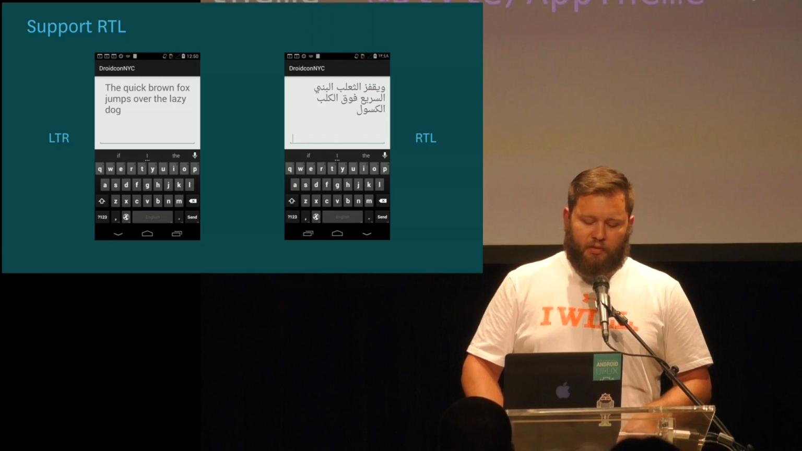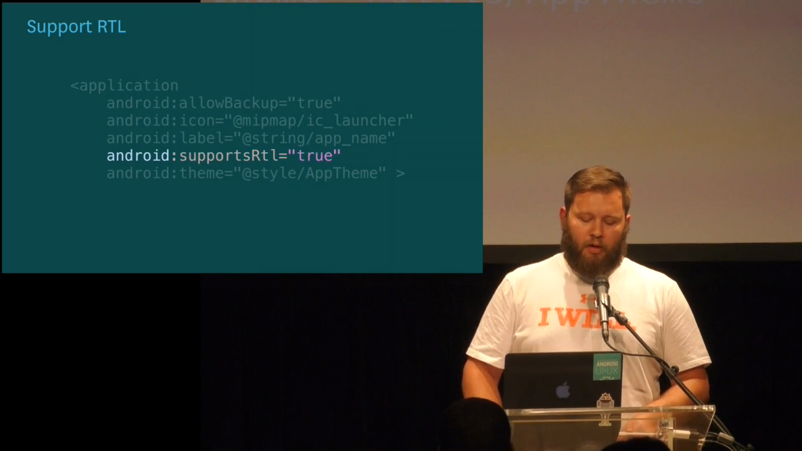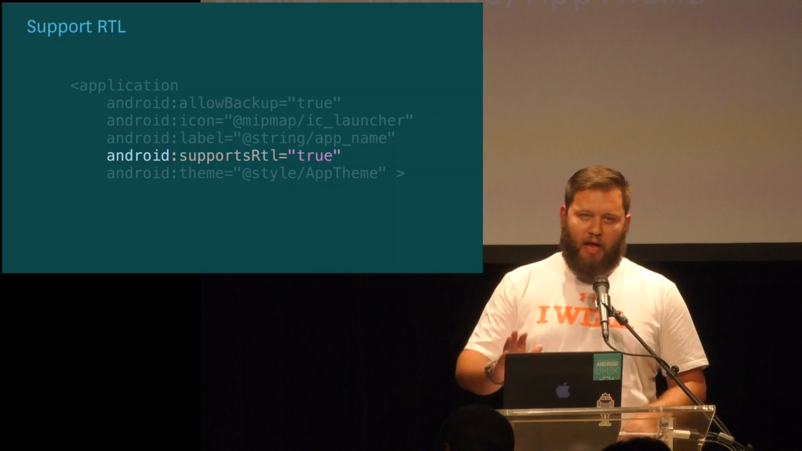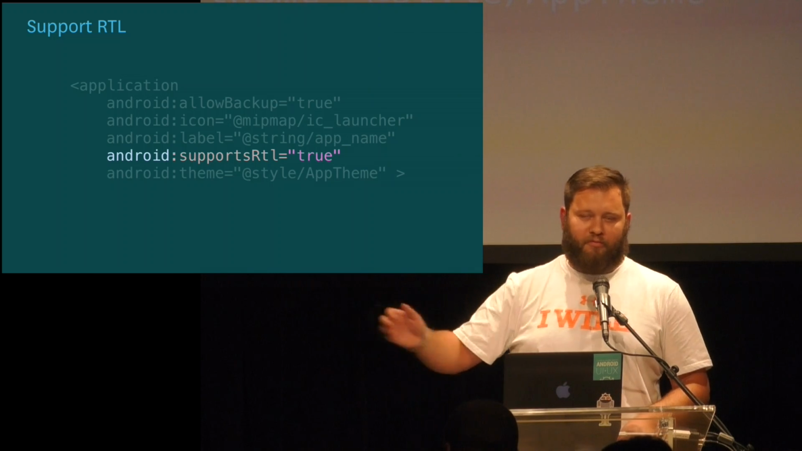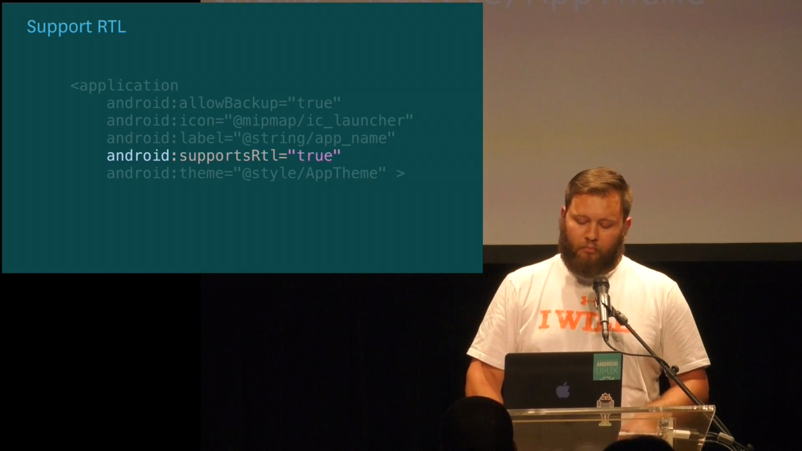In order to do this, we have to start by putting something in our application manifest, which is supportsRtl, which is right to left, as true. If you don't do this, anything after this is not going to get you anything. You're just doing it for fun and games at this point. So definitely make sure you have that.